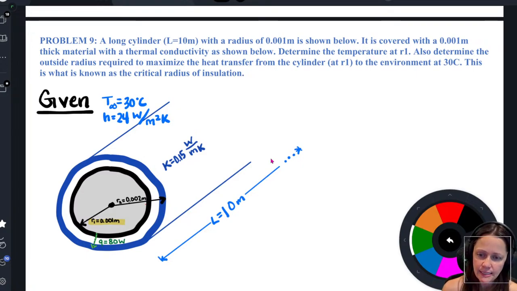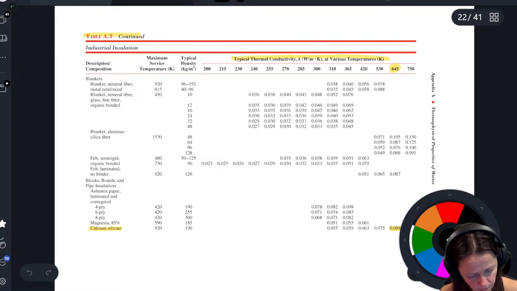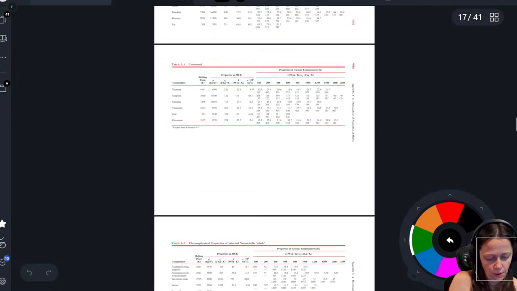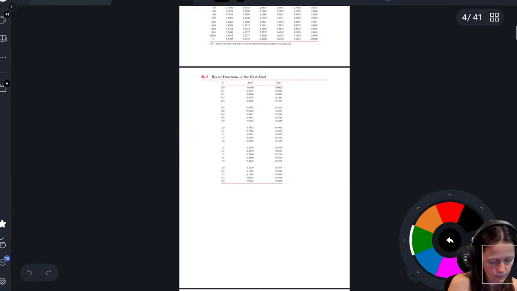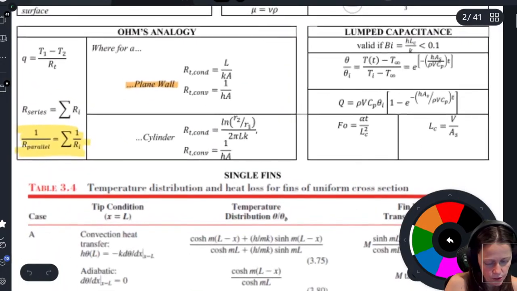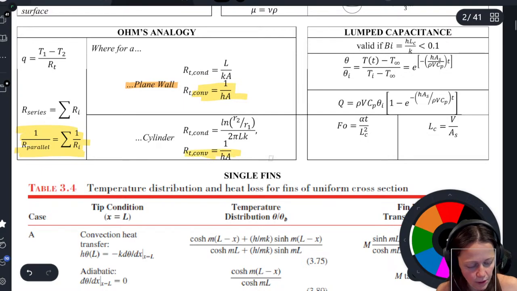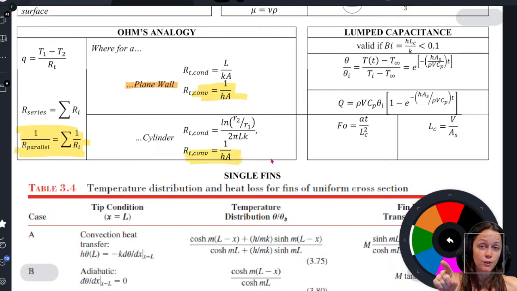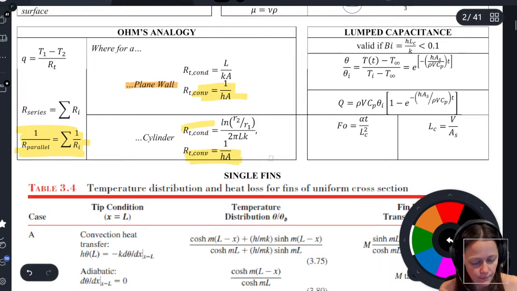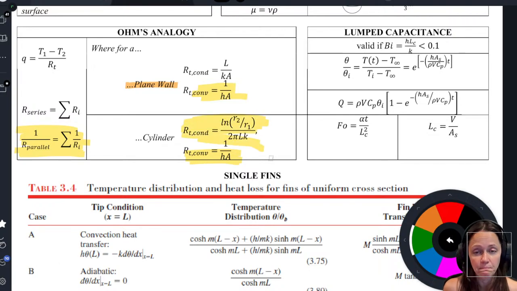So somebody asked, how do you know whether to put 1 over h or the natural log? It depends on what kind of mode of heat transfer you've got. If it's by convection, your thermal resistance to convection is going to be 1 over HA. If the two temperature nodes are separated by a solid or a stationary liquid, it's going to be by conduction.